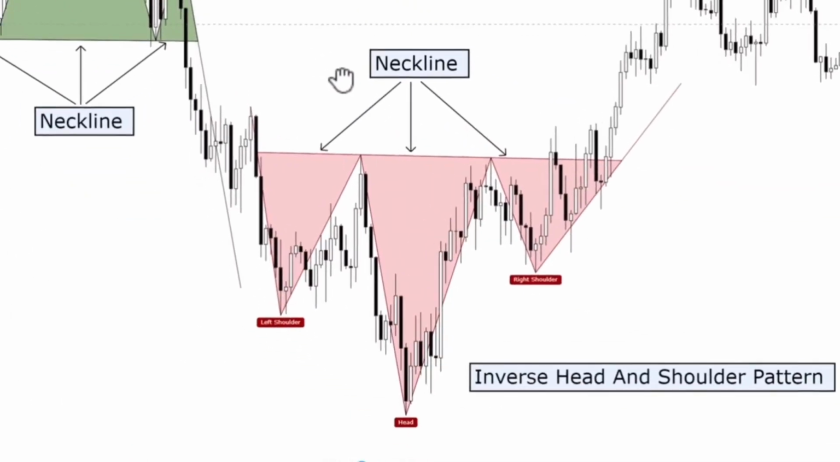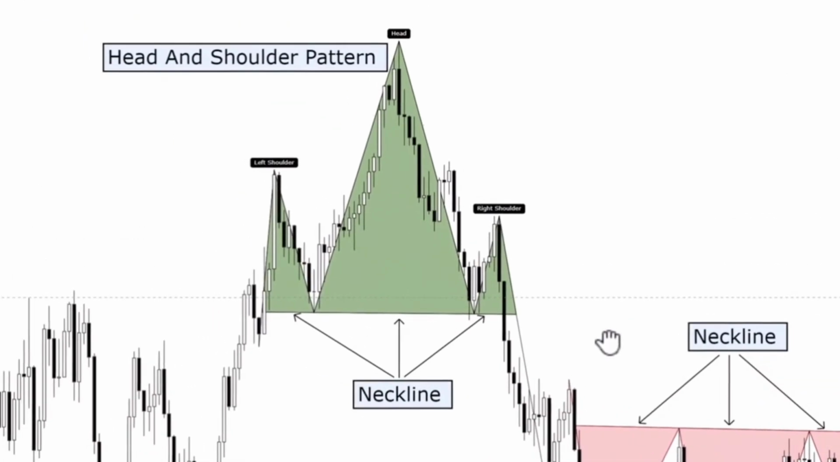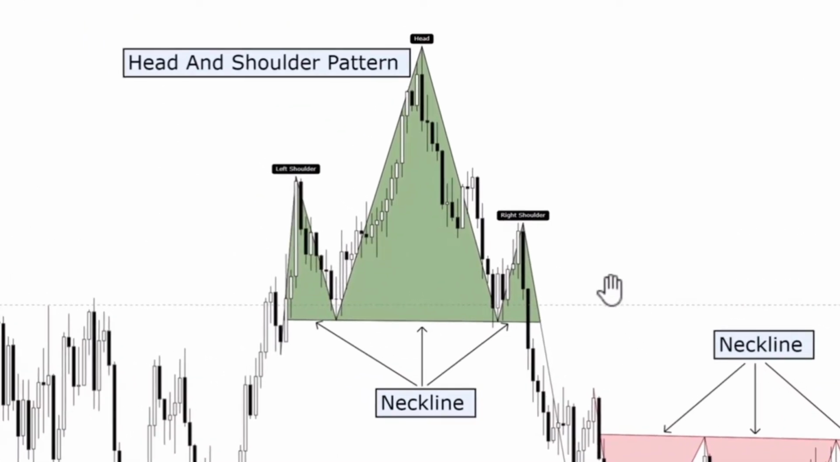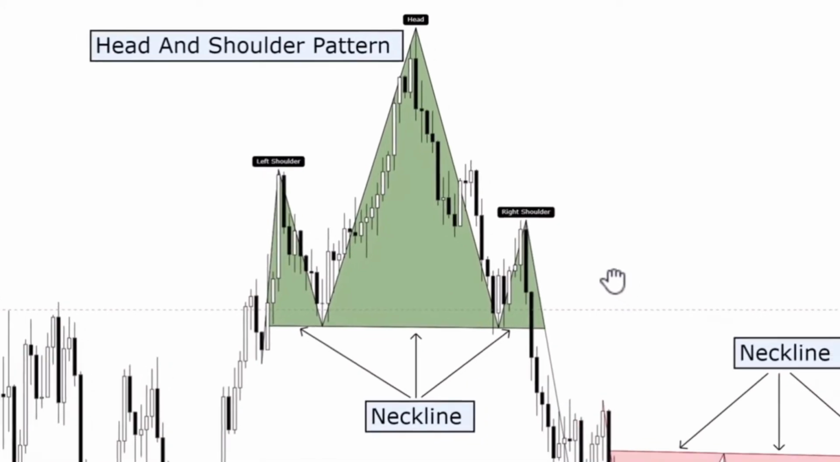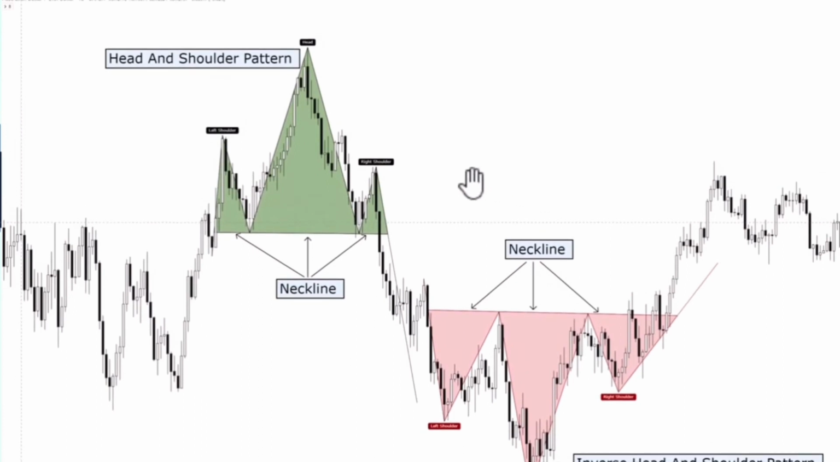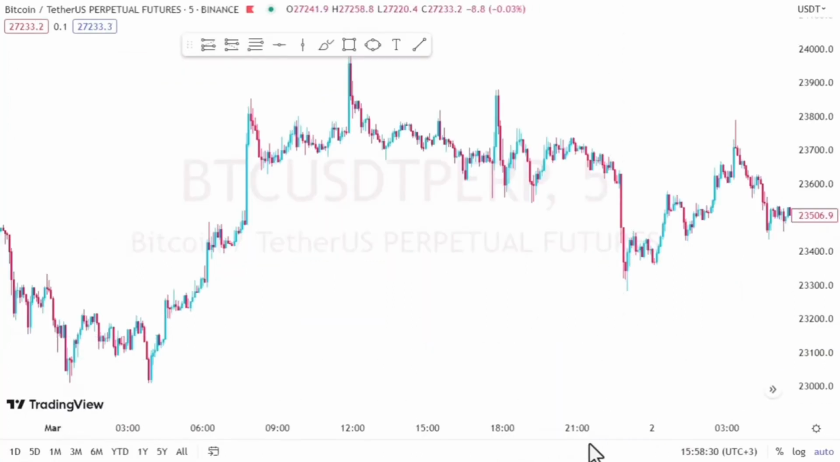The same situation is happening for inverted head and shoulders, but everything is in the opposite direction. Traders often use the head and shoulders pattern to make sell orders, which signals a potential market downtrend. It is important to wait for confirmation of the pattern, such as a breakdown of the neckline, before making a trade. Here's an example of how it gets done.